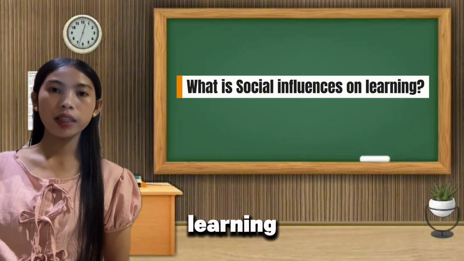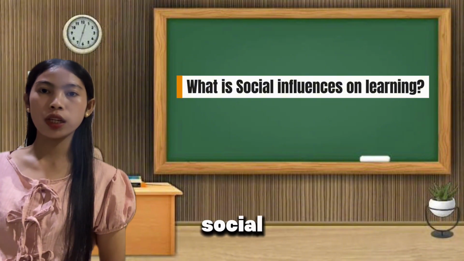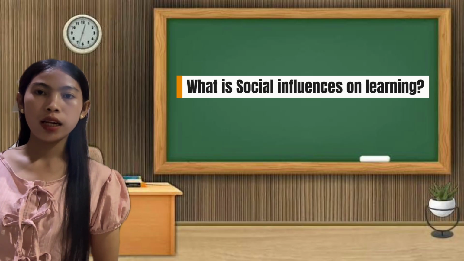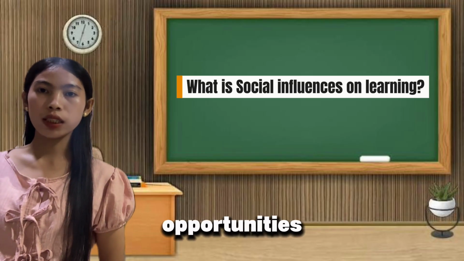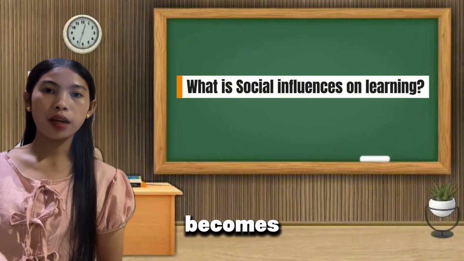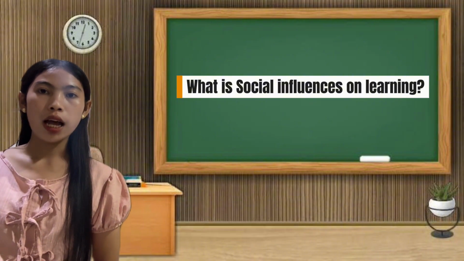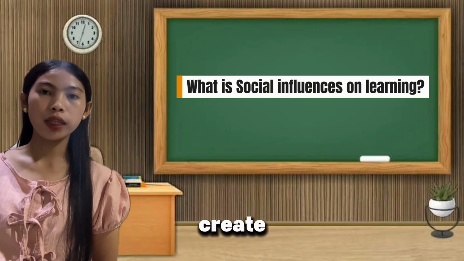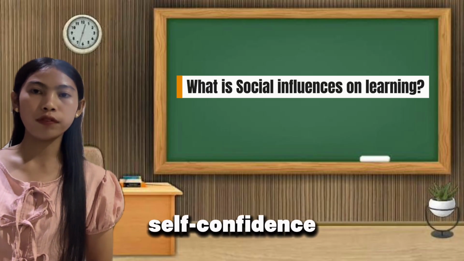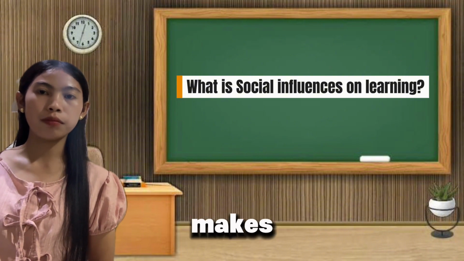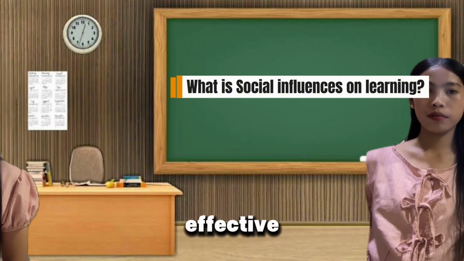So, number 11, social influences on learning. First, learning is strongly influenced by social interaction, relationships, and communication with others. When learners have opportunities to collaborate, share ideas, and interact, their learning becomes deeper and more meaningful. Positive relationships with family, teachers, and classmates create a sense of belonging and self-confidence. In short, a supportive social environment makes learning easier and more effective.